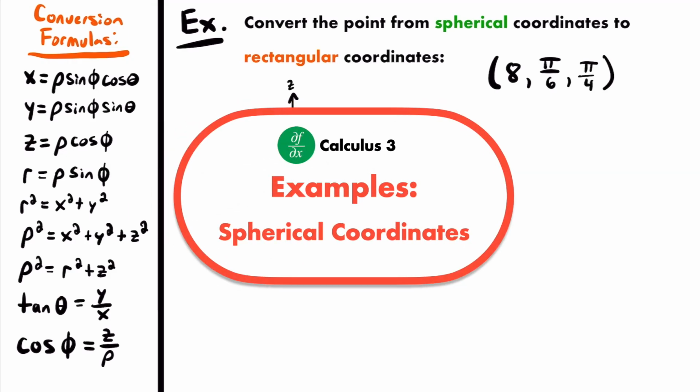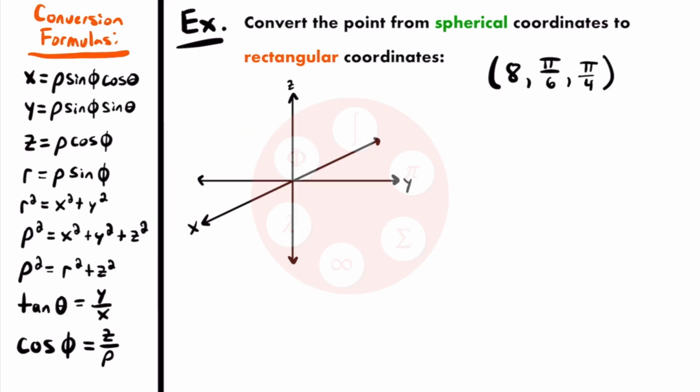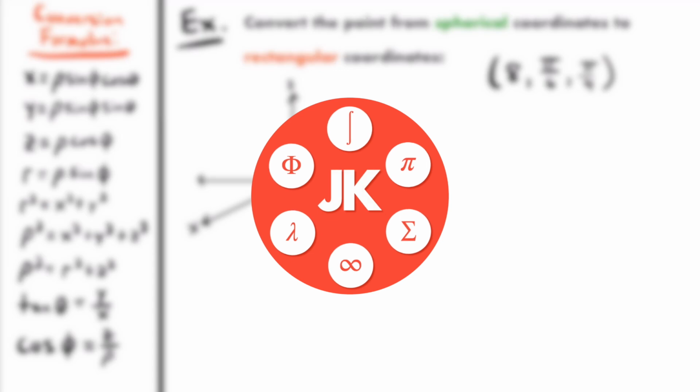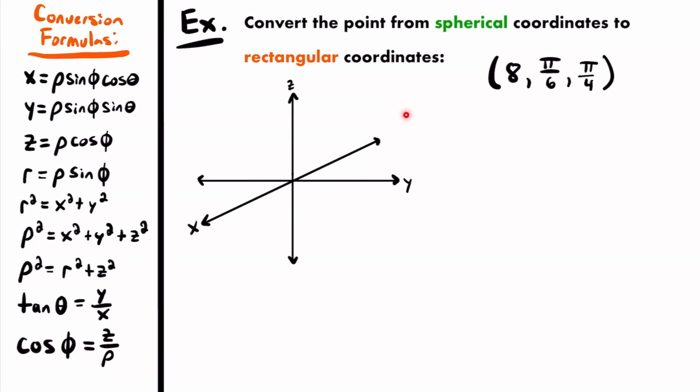Welcome back. Let's practice using spherical coordinates. All right, so here's our first example. We want to convert the point from spherical coordinates to rectangular coordinates. And our point is (8, pi/6, pi/4).